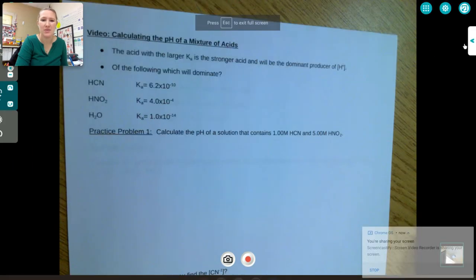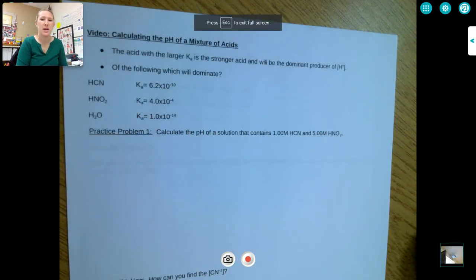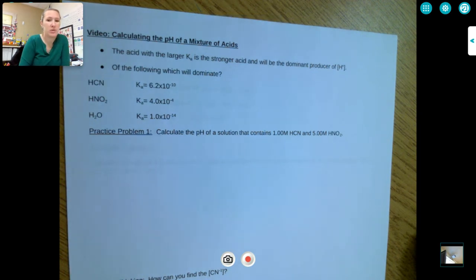Hi AP. In this video, we're going to look at calculating the pH of a mixture of acids. In the last video, we talked about looking at the pH of just one acid. But what do we do if there's multiple acids mixed together, or there's more of a mixture than just one acid in there?